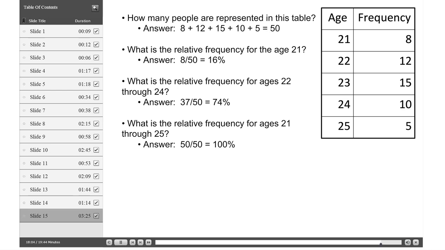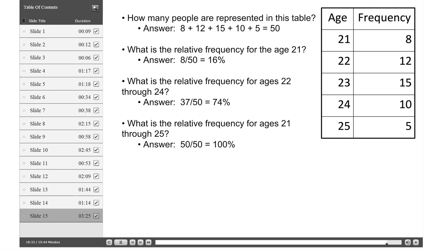Third question, what is the relative frequency for ages 22 through 24? Well, the first thing we have to ask ourselves is how many people are between the ages of 22 and 24? Well, that's going to be 12 plus 15 plus 10, which is 37. So the number of people in the sample between the ages of 22 and 24 is 37. The total number of people is 50. 37 over 50 is 0.74, and so that means 74% of the sample are between the ages of 22 and 24.